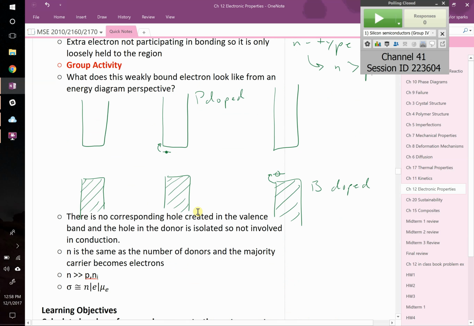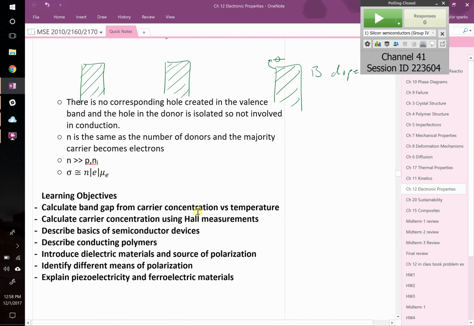Okay, so with that said, our learning objectives for today are the following. We're going to calculate band gap once we know the carrier concentration as a function of temperature. So where does band gap come from, and how do you calculate that? We'll show you one way to calculate it. We're going to calculate the carrier concentration itself from something called a Hall measurement. We'll describe the basics of a few semiconductor devices. We don't have as much time as we'd like to spend on that.